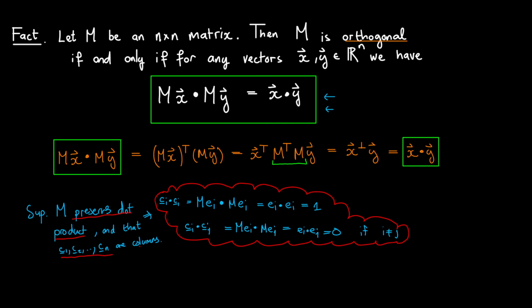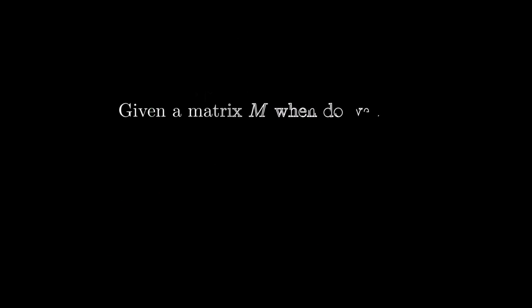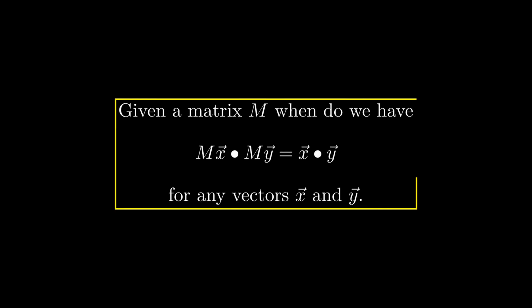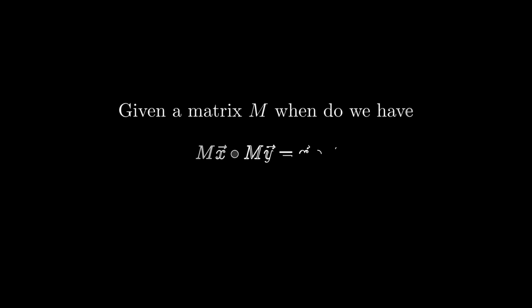So we've just answered the main question, and that gives us a firmer understanding of exactly what the answer to our question is. Given a matrix M, when is it true that it preserves dot products, which is to say this formula is true? And our answer is exactly for the orthogonal matrices.